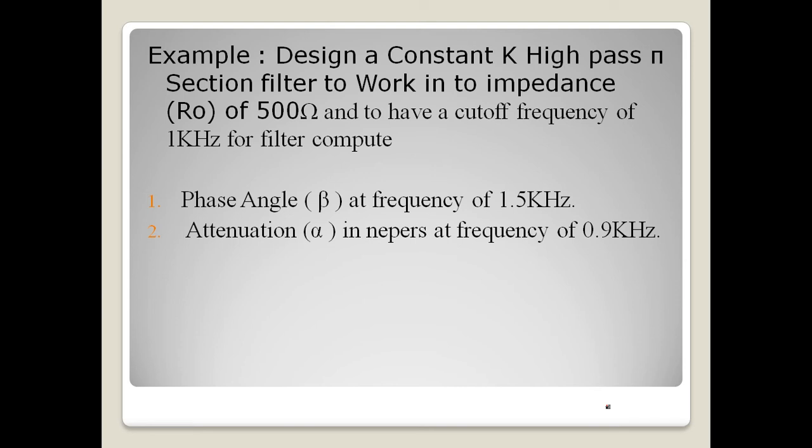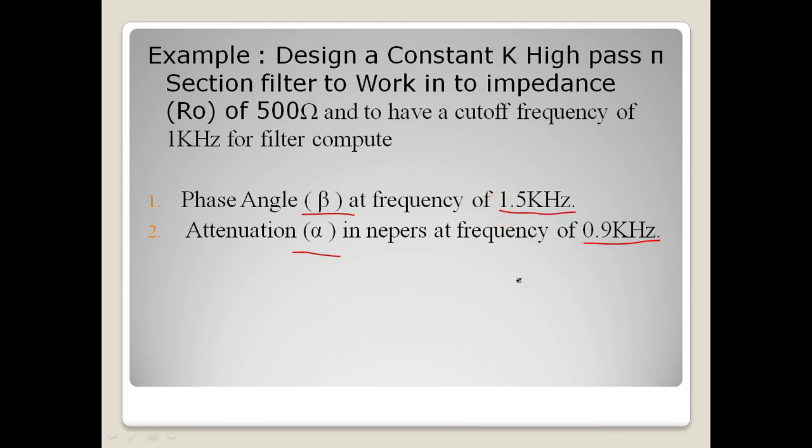Then the example: design a constant K high pass filter in the pi section to work in the impedance R0, which is equal to 500 ohm, and to have a cutoff frequency of 1 kHz for the filter. Compute the phase angle beta and the attenuation alpha in Neper at frequencies of 0.9 kHz and 1.5 kHz respectively.